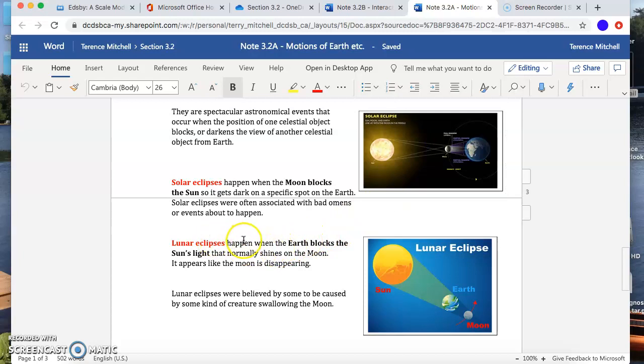Likewise, we have lunar eclipses, and this is where the Earth blocks the sun's light. So the moon has gotten in behind the Earth, it's in its shadow, and the moon appears to go dark. And once again, this only happens for a couple minutes. The moon is constantly in motion, as is the Earth, so the moon will get into our shadow for a couple minutes, but then it'll move out of our shadow and we can see it again.